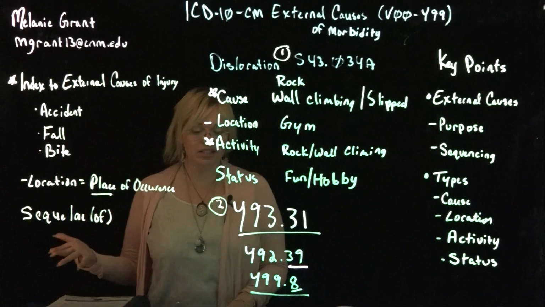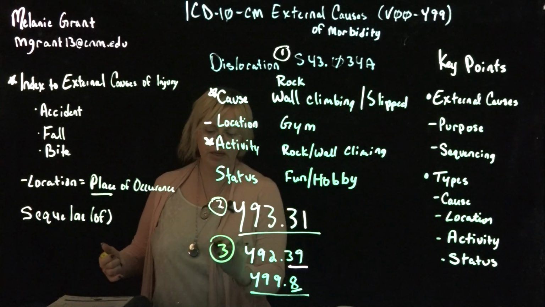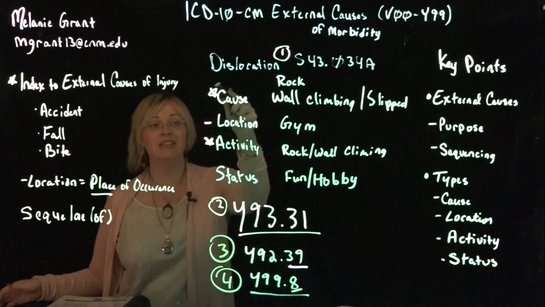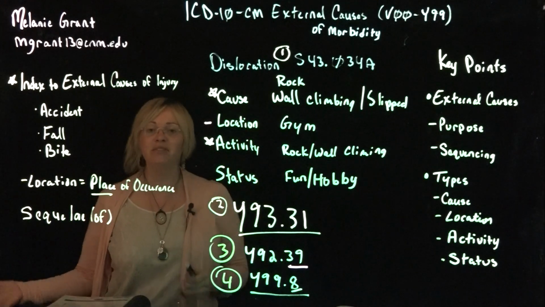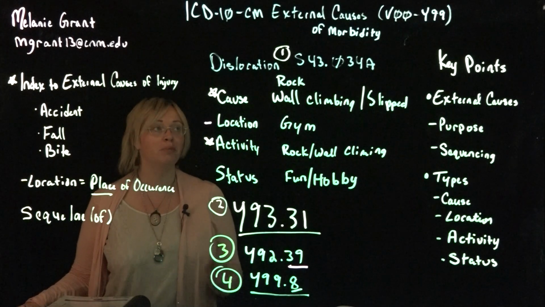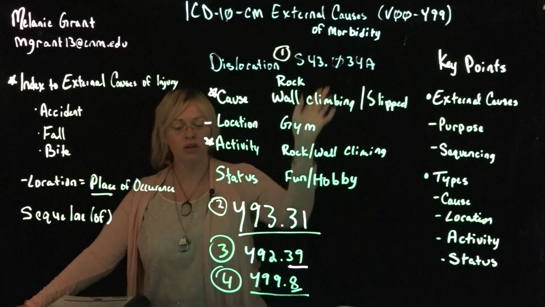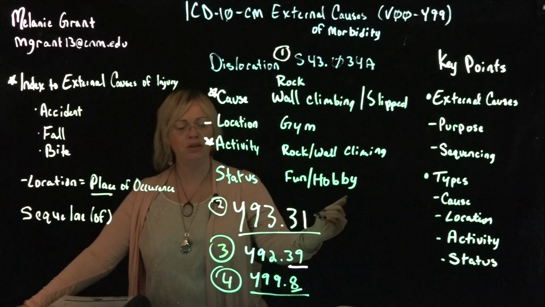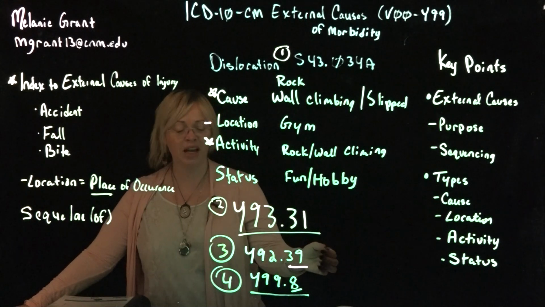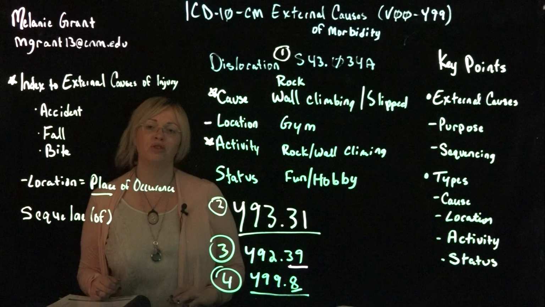Well, that's it. So there's 1, 2, 3, 4 codes. And in this case, we did not have a separate one for cause and activity because they were the same and can be listed as the same when they both apply. So we have our injury or dislocation. We have what they did to cause the injury or dislocation. We have where they were when it happened, and we had their status. And so that's it for our reporting of external causes.